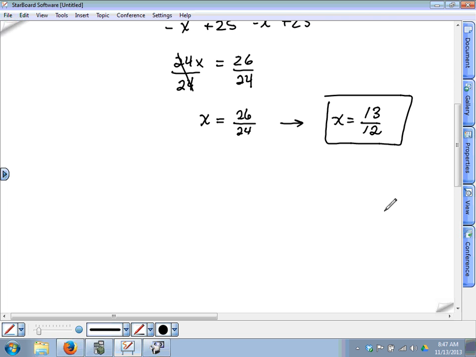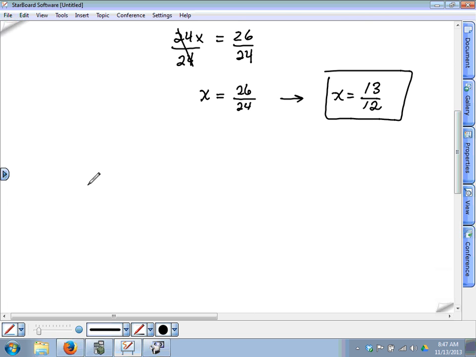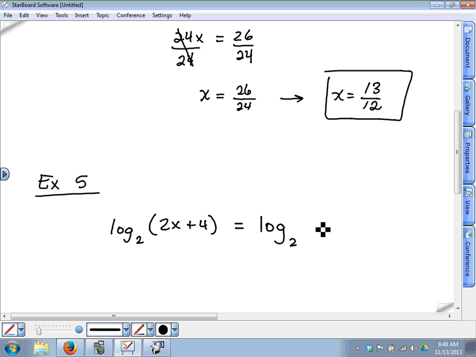All right. Example 5. Log base 2 of 2x plus 4 equals log base 2 of x plus 8. Oh, now they're on opposite sides of the equal sign. Then you subtract it and then you divide, and it equals 0. It can equal 0. Yeah, it can.